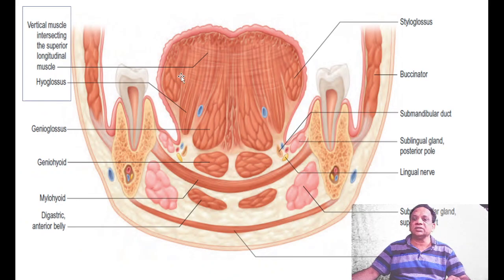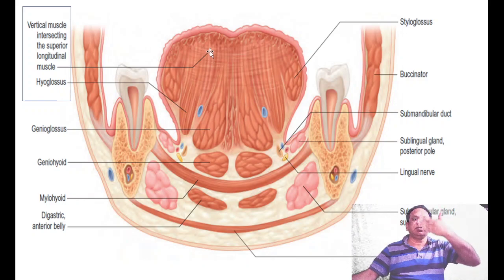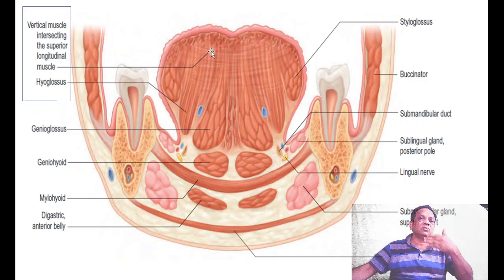In another section, you can see these horizontal fibers. These are the superior longitudinal muscle fibers. This is the hyoglossus, and this bulk is the genioglossus muscle, on both sides. This is how the cutting of the tongue looks, and you are viewing from front or back. So this is the view.